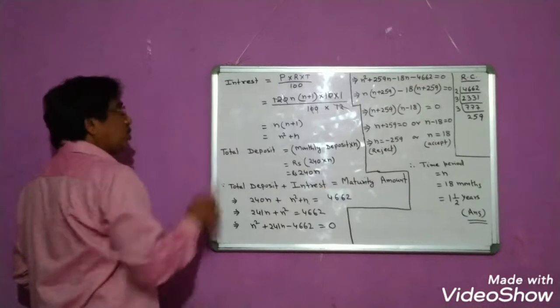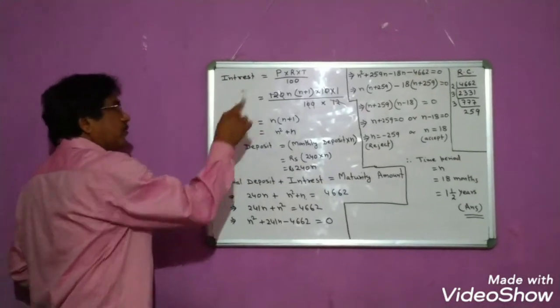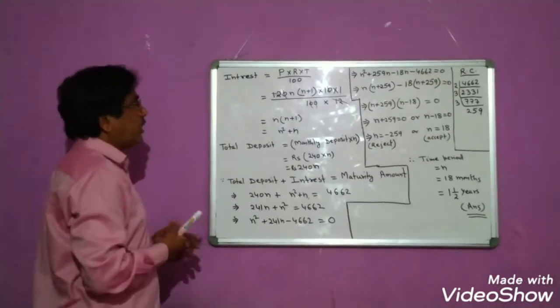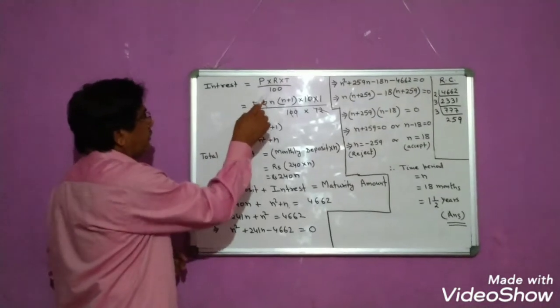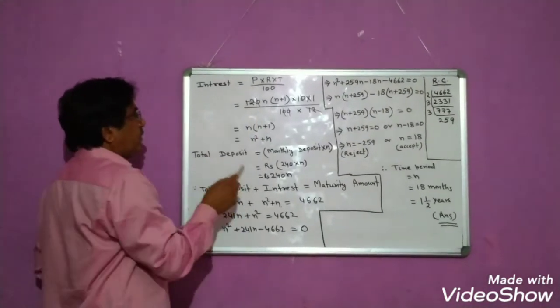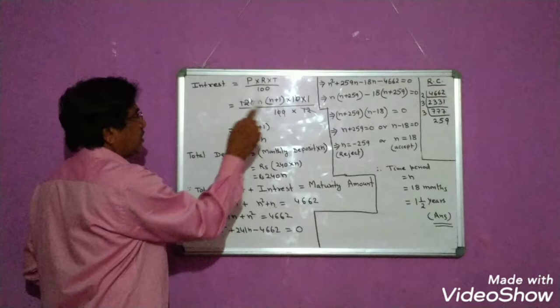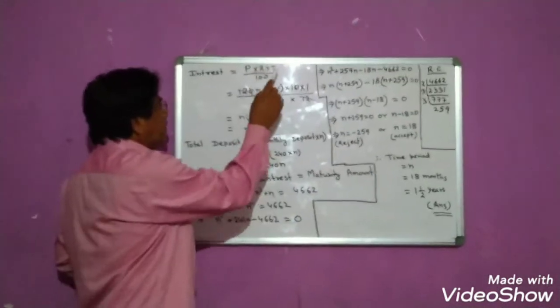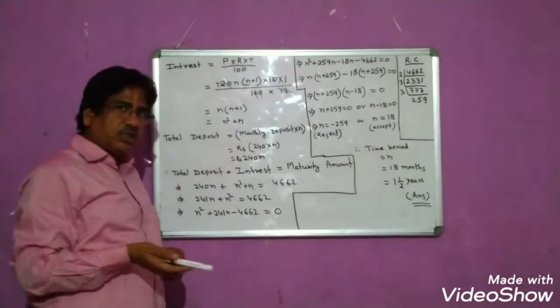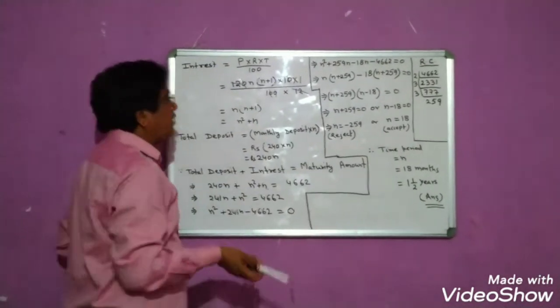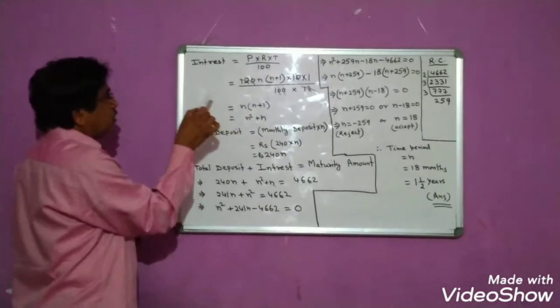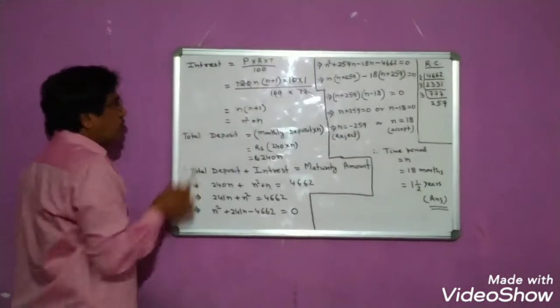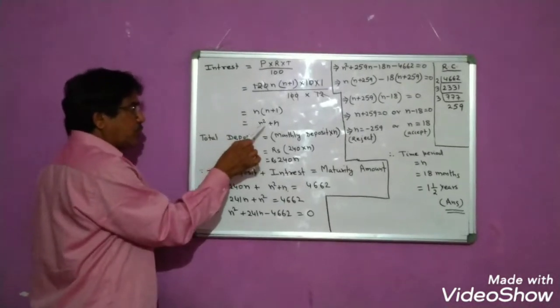Interest will be equal to the equivalent principal for 1 month into rate into time by 100. The equivalent principal for 1 month was already obtained as 120 n into n plus 1. The rate percent is 10%, which is given in the question, and since we are taking the time period for 1 month, time is taken as 1 by 12. On simplification, we get the value of interest as n square plus n.